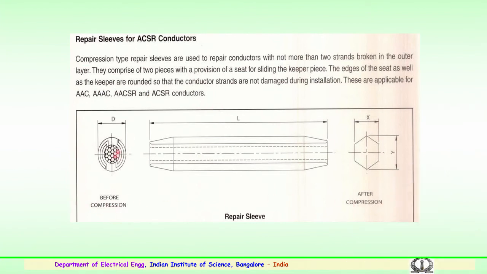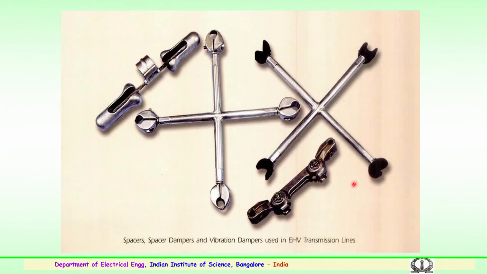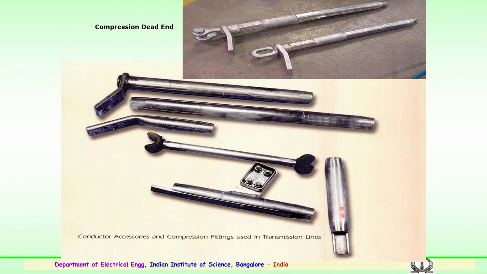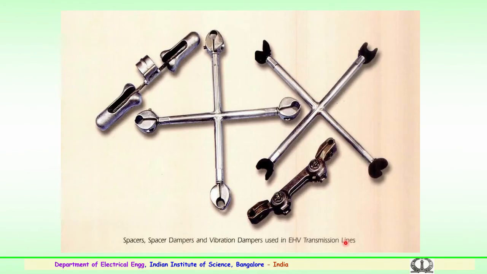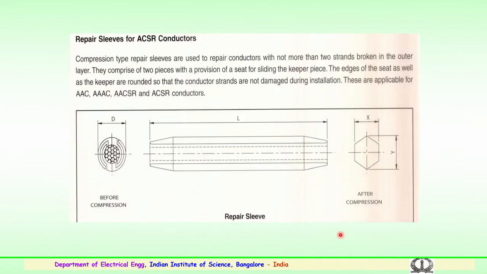So, this is before compression, this is the repair sleeve, and this is after the compression. The repair sleeve as shown earlier looks like this. This is the repair sleeve, this is the midspan compression joint. The repair sleeve is a slide type. You can remove the top portion, insert the conductor, again insert the top layer and crimp with hydraulic pressure suitably defined for that particular conductor.